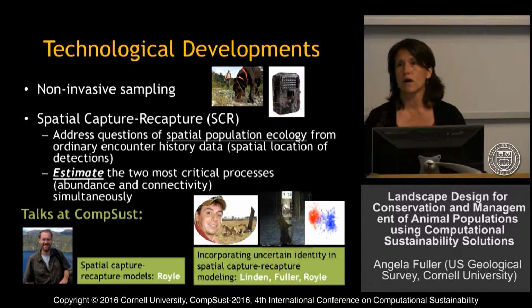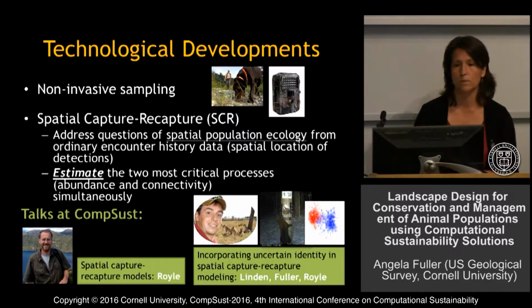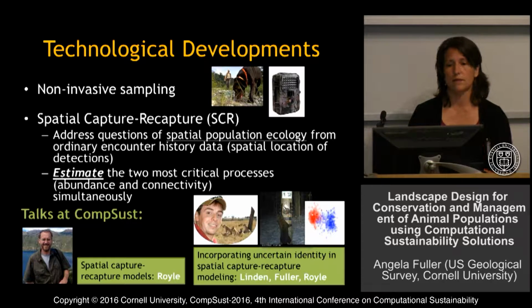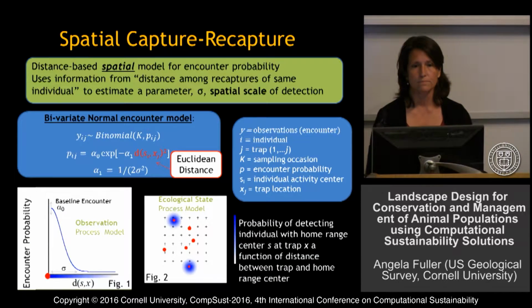You'll hear about two talks at the conference this week about spatial capture-recapture models. One is by Andy Royle, and he'll be giving an overview of spatial capture-recapture models. And the second is by Dan Linden, and he's talking about incorporating uncertain identity in these models. So if we can identify the species, for example, but we're unsure which individual that species belongs to, we can incorporate that information by using the spatial location of those captures. So Dan will be talking about that.